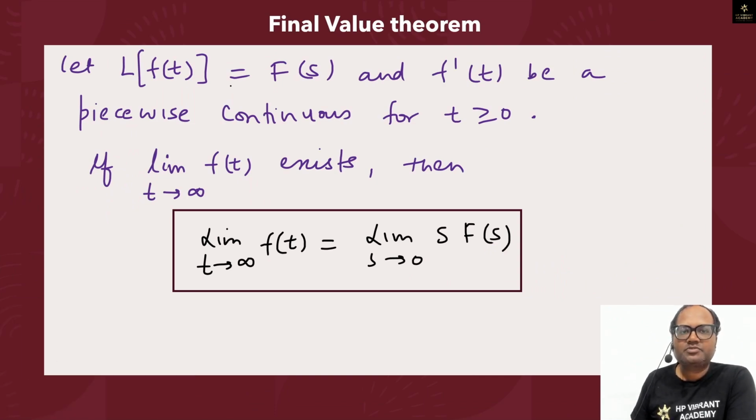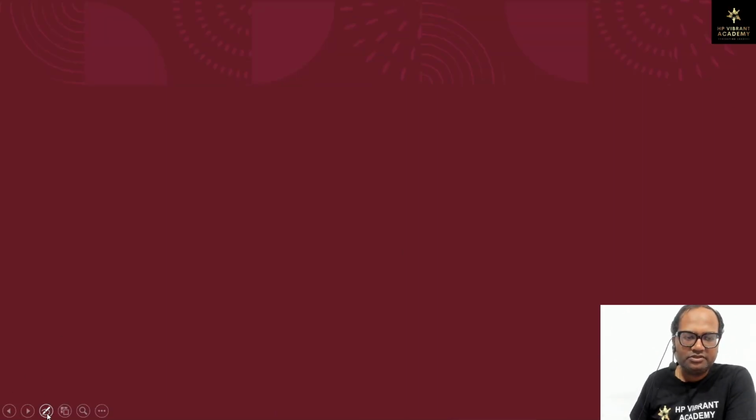So we have, if the Laplace transform of f of t is equal to F of s, and f dash t is piecewise continuous for t greater than 0, and if limit t tends to infinity f of t exists, then this is the statement for the final value theorem, that is, limit t tends to infinity f of t is equal to limit s tends to 0 s F of s. Okay, so let us write down this.